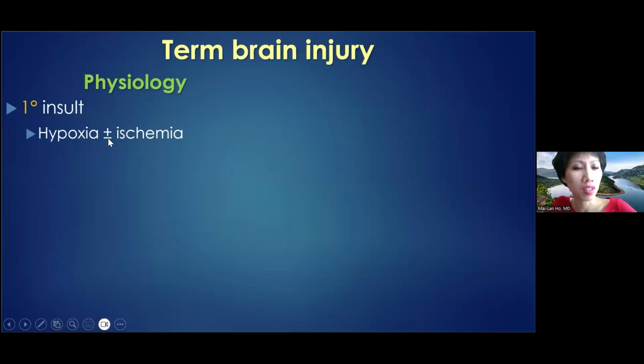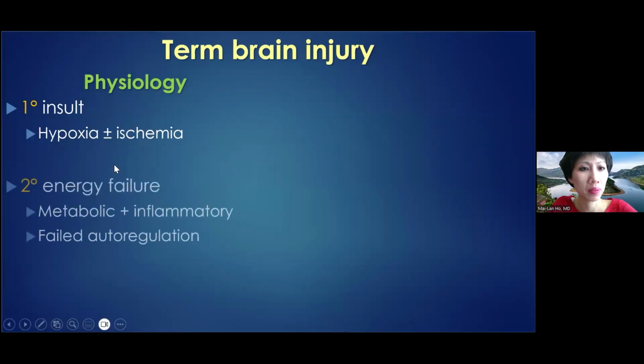So we're assuming that insult happened pretty much at that time. So that initial insult could have been hypoxic and or ischemic, right? It could have been the baby didn't get enough good breaths, placental abruption, the cord, nuchal cord, anemia, right? Maternal or fetal. So lots of different etiologies, placental, thromboemboli. But it's not just that primary insult, right?